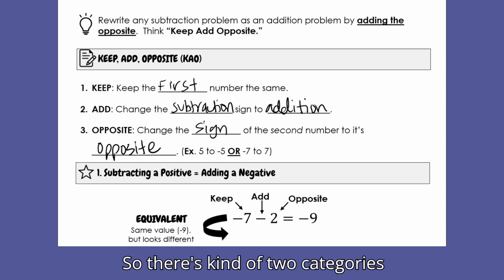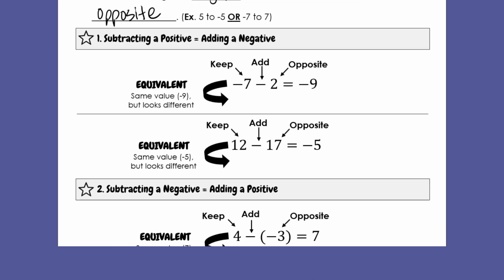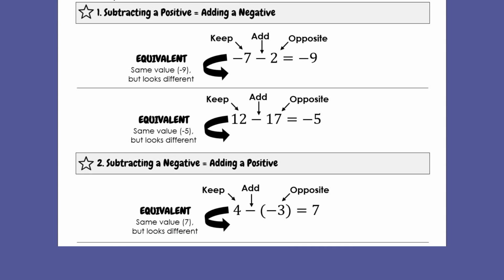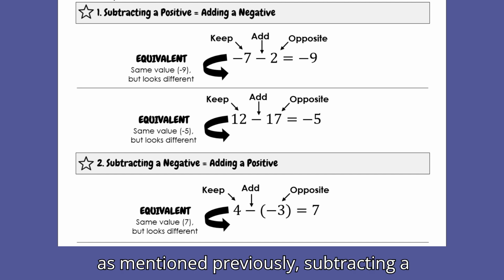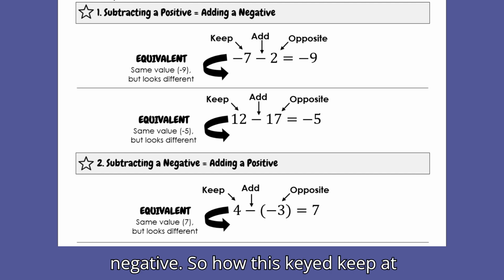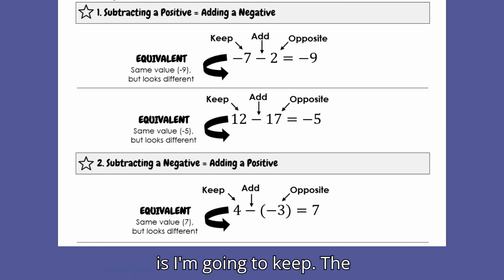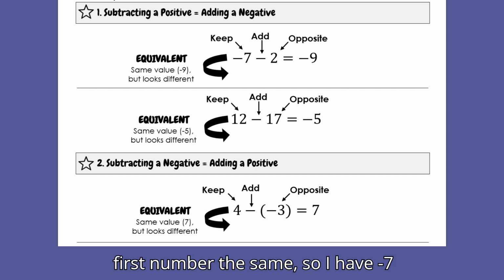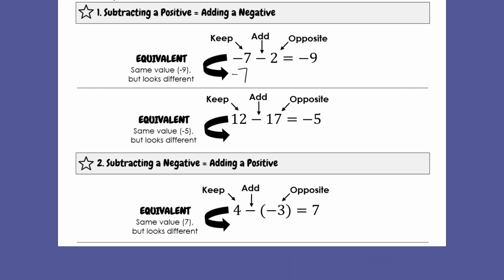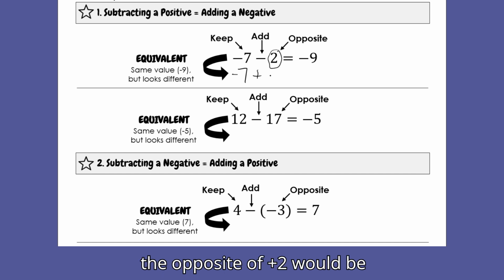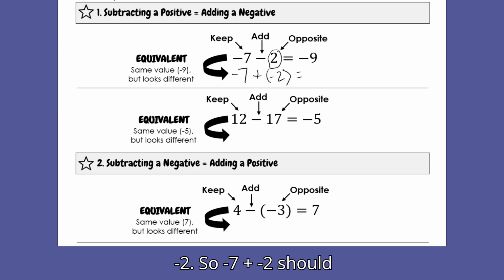So there's kind of 2 categories of this keep, add, opposite that we can kind of break it down into. So as mentioned previously, subtracting a positive is the same thing as adding a negative. So how this keep, add, opposite helps us kind of convert quickly is I'm going to keep the first number the same. So I have negative 7, change subtraction to addition, and then the opposite of positive 2 would be negative 2. So negative 7 plus negative 2 should also give me negative 9.